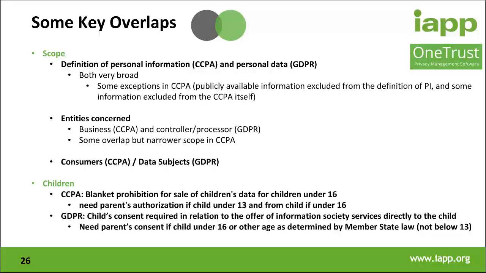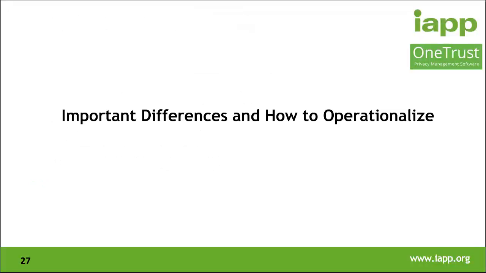Very quickly too, we've already touched on that, but another area of overlap concerns children, and the interesting point to make here is that there's a particular attention and the recognition that children's data need a higher level of protection in some circumstances. So CCPA has a blanket prohibition on the sale of children's data for children under 16 without opt-in, requiring the parent's authorization if the child is under 13, or the child's own authorization if under 16, and for GDPR, the child's consent requirement only applies in relation to the offer of information society services directly to the child. So that's a bit narrower, and it requires either the parent's consent or the child's depending on the age, and those can vary per member state.